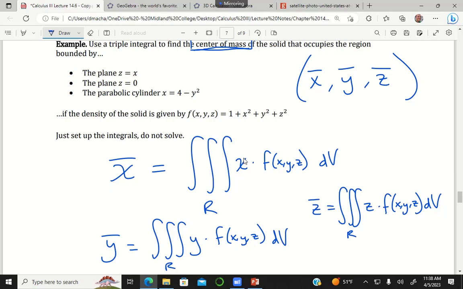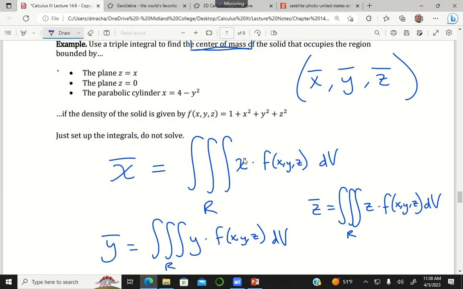So just to be super clear about what I mean here, the center of mass of a 3D solid is going to have three-dimensional coordinates: an x-coordinate, a y-coordinate, and a z-coordinate. If you memorize one of these formulas, you've memorized them all. They're really easy to remember, symmetric, right?